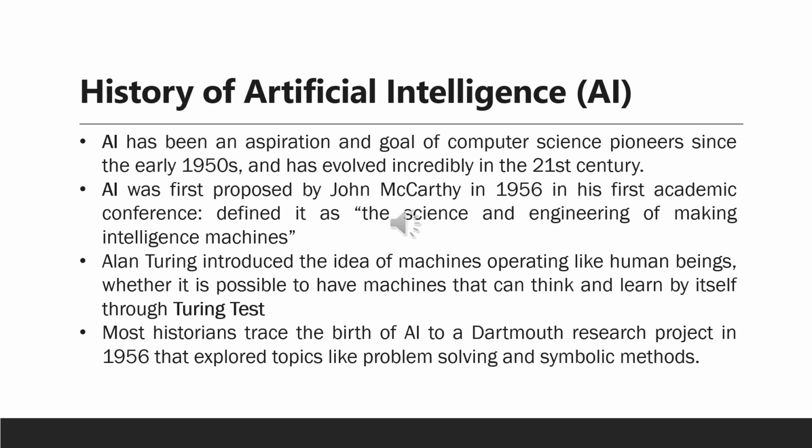But since the advent of electronic computing, important dates, events, and milestones in the evolution of artificial intelligence will be discussed under this slide, the history of artificial intelligence. And I will be breaking it down into years as expected. In 1950, Alan Turing publishes a paper known as Computing Machinery and Intelligence.